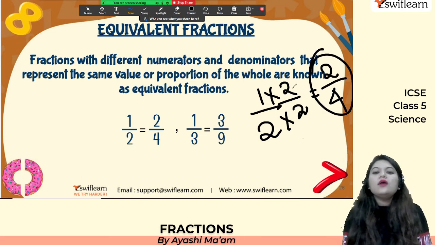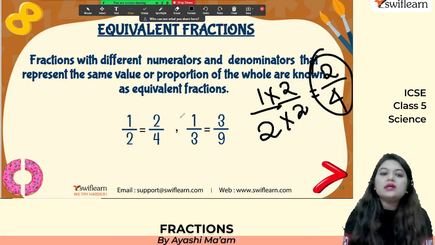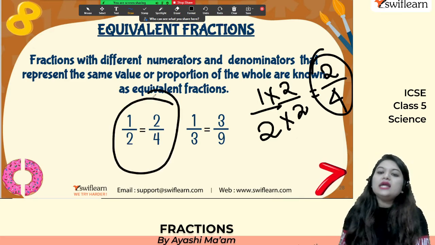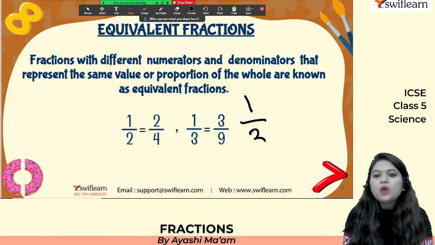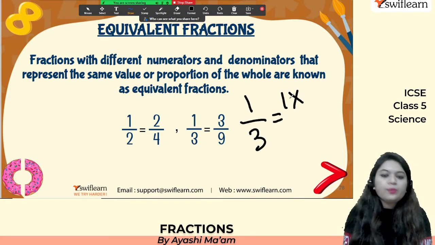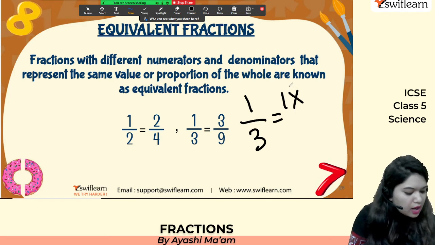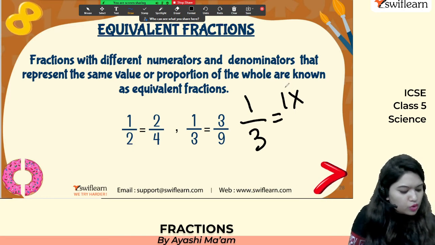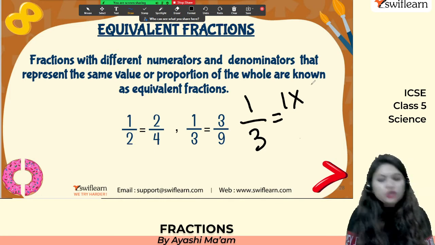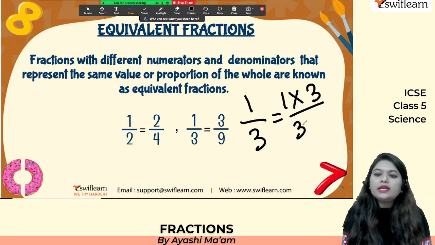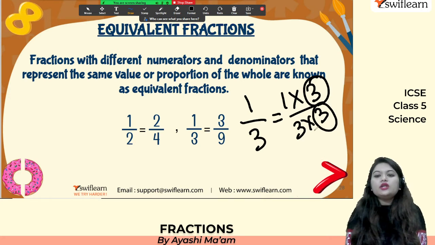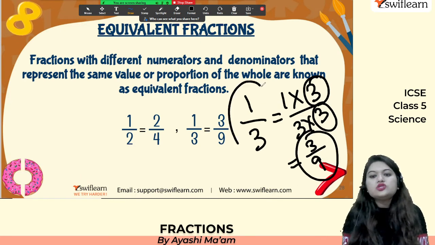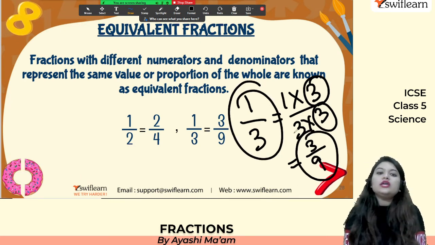See, so this is the proof that these will be equivalent fractions. Okay, the same thing goes for 1 by 3. Now we are multiplying both the numerator as well as the denominator with the same number. So what we can do? 1 into 3 divided by 3 into 3. We are multiplying both the numerator and denominator by the same number, so you will get the answer as 3 by 9. That means 1 by 3 is equal to 3 by 9.